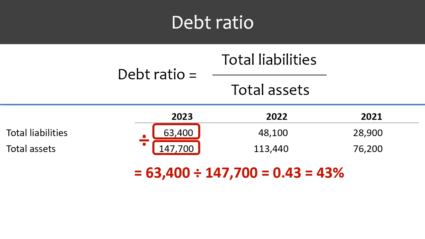To calculate the debt ratio for the most recent year, we would take the total liabilities for the year and then divide that by the total assets for that year. Here we get 0.43 or 43% rounded for the most recent year.